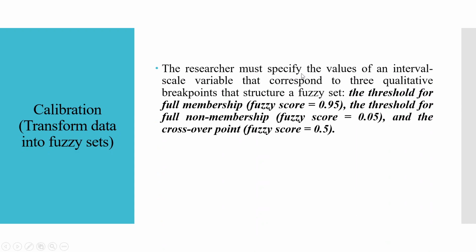The researcher must specify the values of an interval scale variable that corresponds to three qualitative breakpoints that structure a fuzzy set. The threshold for full membership, the threshold for full non-membership, and the crossover point. For full membership, the fuzzy score is 0.95. For full non-membership, the fuzzy score is 0.05. And for the crossover point, it is 0.5.